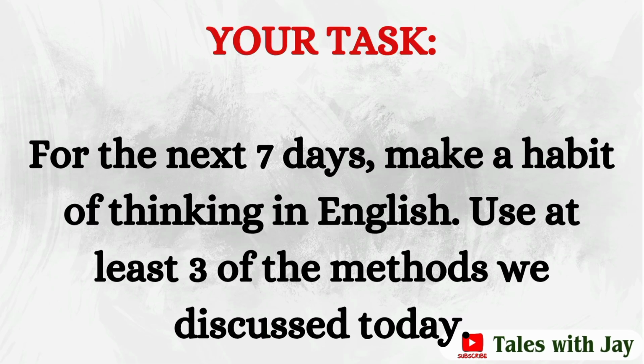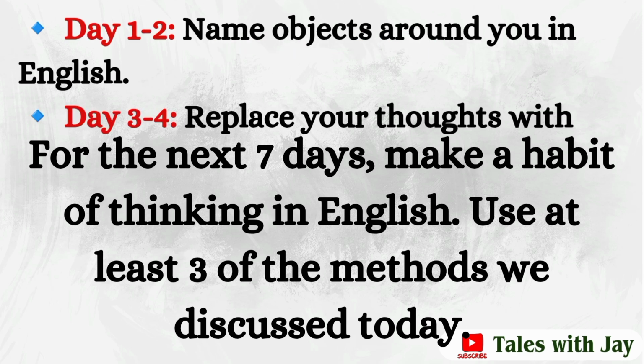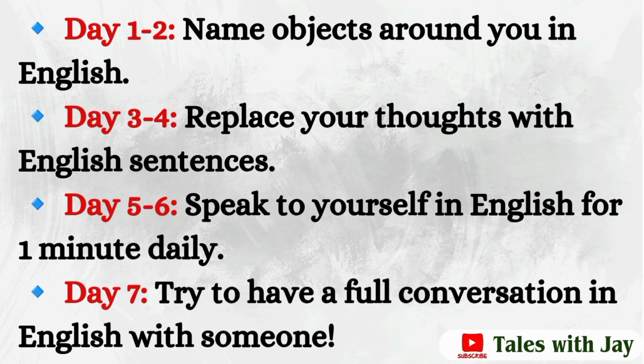Your task: for the next 7 days, make a habit of thinking in English. Use at least 3 of the methods we discussed today. Day 1 to 2, name objects around you in English. Day 3 to 4, replace your thoughts with English sentences. Day 5 to 6, speak to yourself in English for 1 minute daily. Day 7, try to have a full conversation in English with someone.